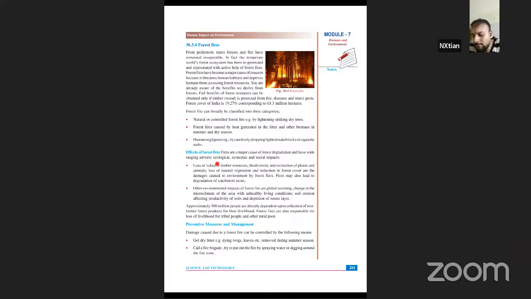Effect of forest fire. What are the effects of forest fire? Forest is degrading, because the forest fire will not only remove the trees but also the habitat of the animals. So animals are also burning in that forest fire. Their habitat is also burning in the forest fire. So there's a loss of ecosystem also.